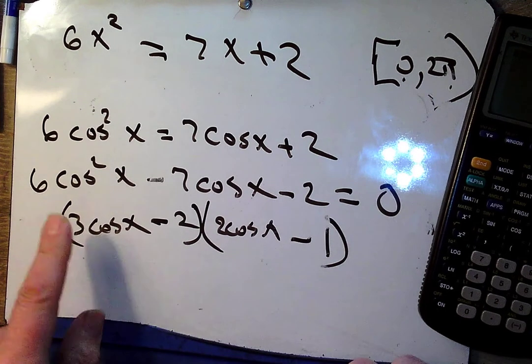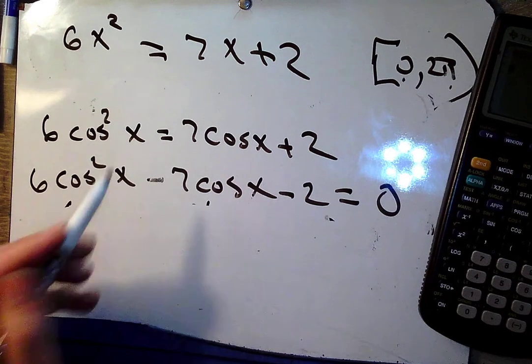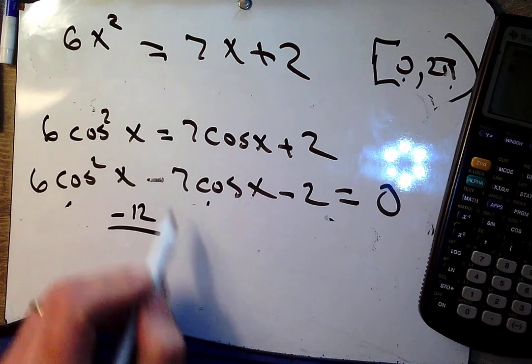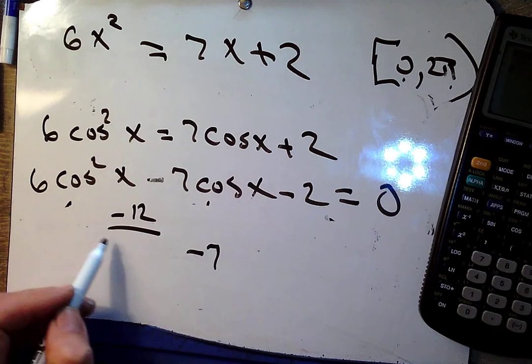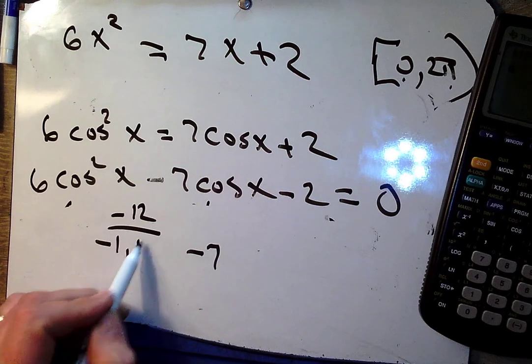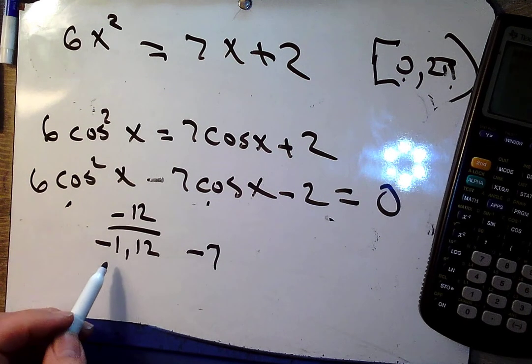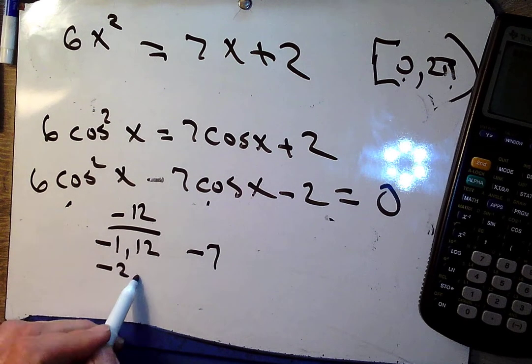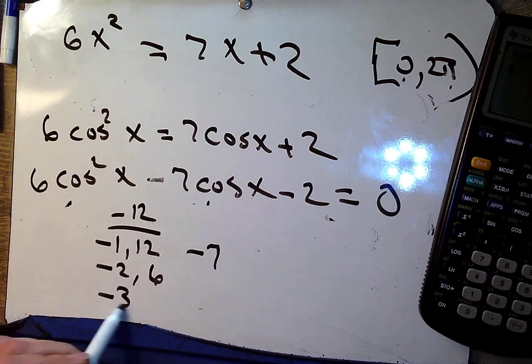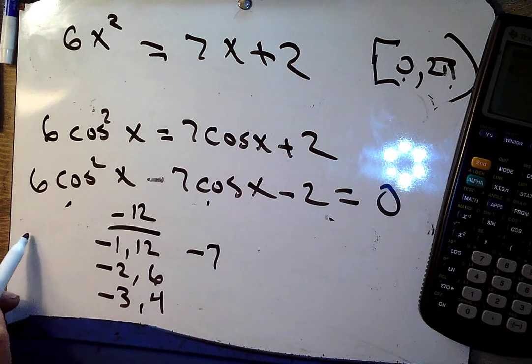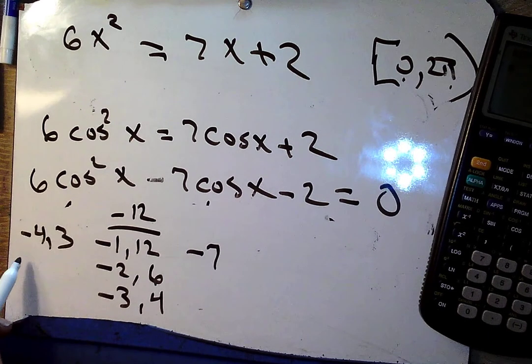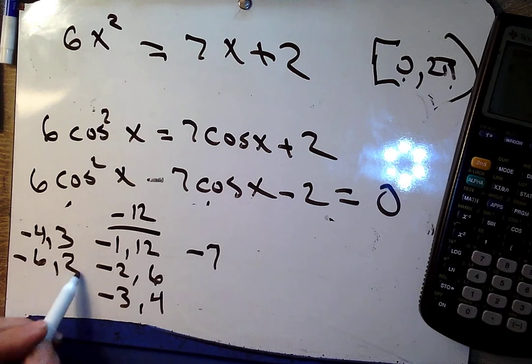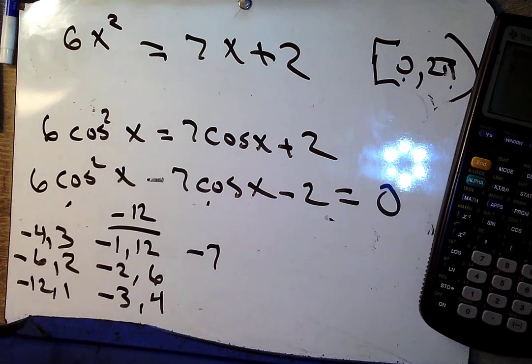Well, can I now factor this? Well, let me think. Negative 12, that adds up to negative 7. Okay, I've got negative 1 and 12. And I've got negative 2 and 6. And then negative 3 and 4. We've got negative 4 and 3. Negative 6 and 2. And negative 12 and 1. Do any of these pairs add up to negative 7?